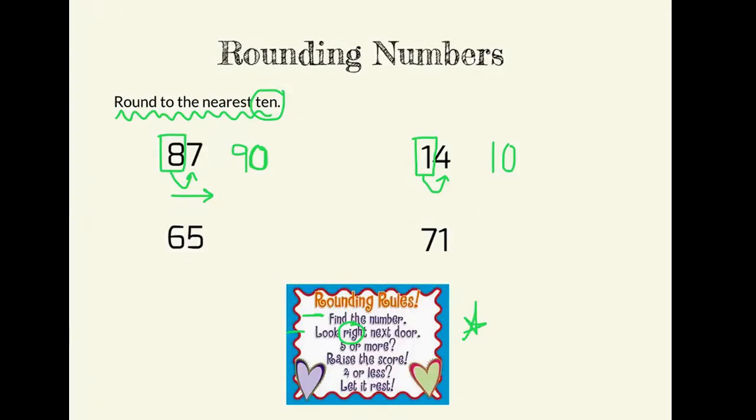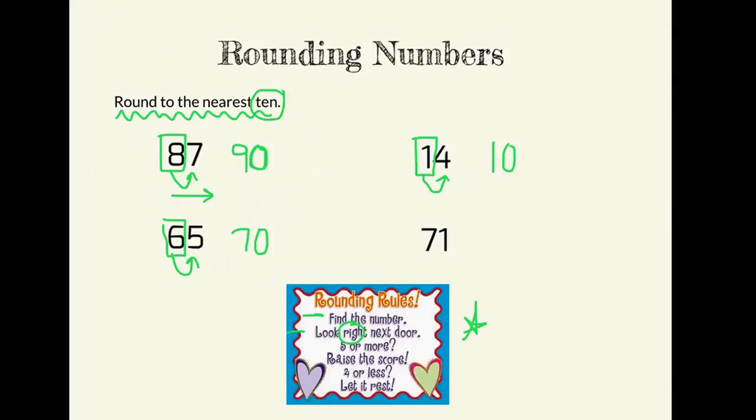But that's okay. All right, next example, I have the number 65. 6 is in the tens place. Found the number. Look right next door. 5 or more, raise the score. It's a 5. It's strong enough, so it bumps my 6 up to a 7. All the numbers after it change to zeros. So 65 rounded up to 70 because 5 was strong.